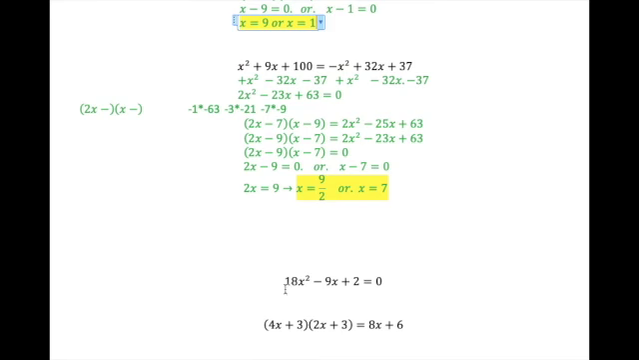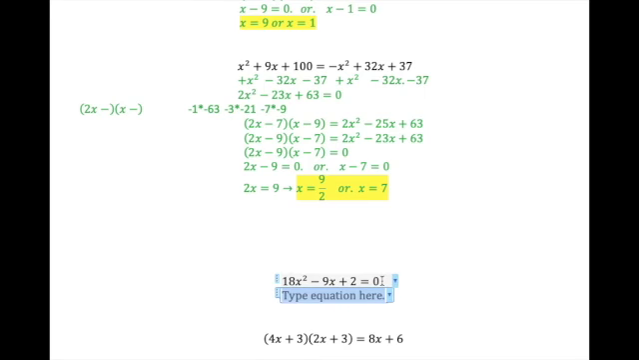Okay, next one, 18x squared minus 9x plus 2. This one, the bigger conflict is that the first number has a bunch of different factor pairs, and the last one should only have one. So here's another trick. Well, it's really the same exact trick we used before.